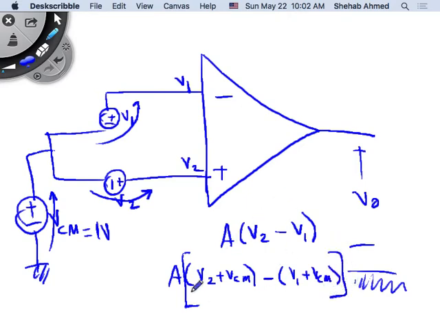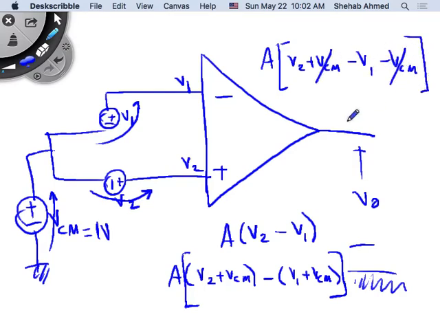right? So this is equal to A times V2 plus VCM minus V1 minus VCM. So the VCM goes away, and I'm left with A times V2 minus V1, right? It's not magic. But why is this interesting?